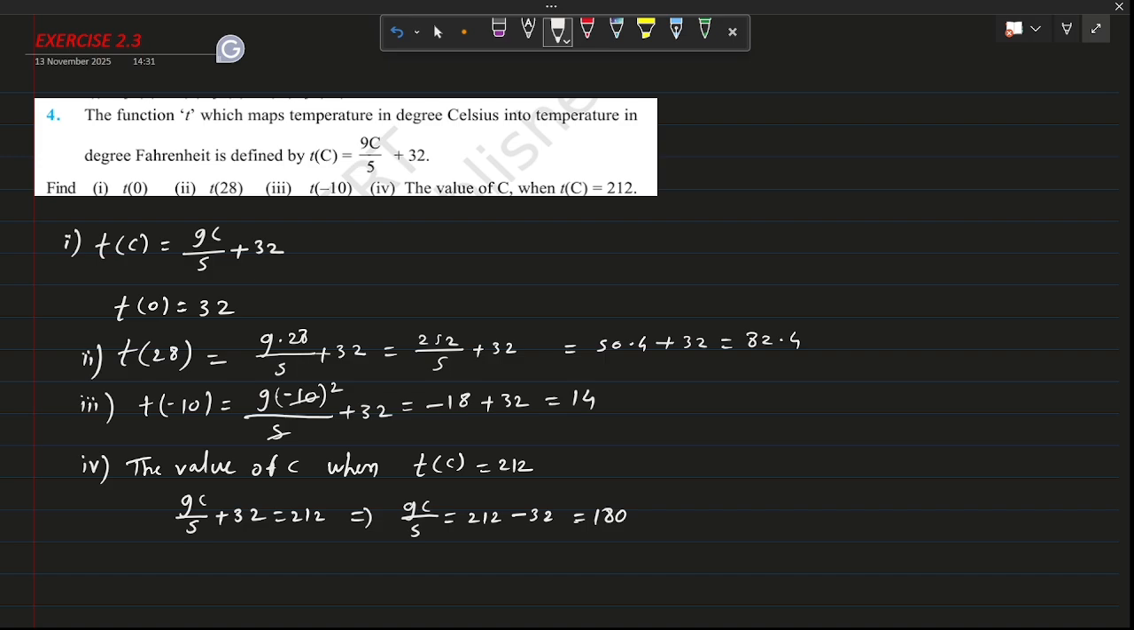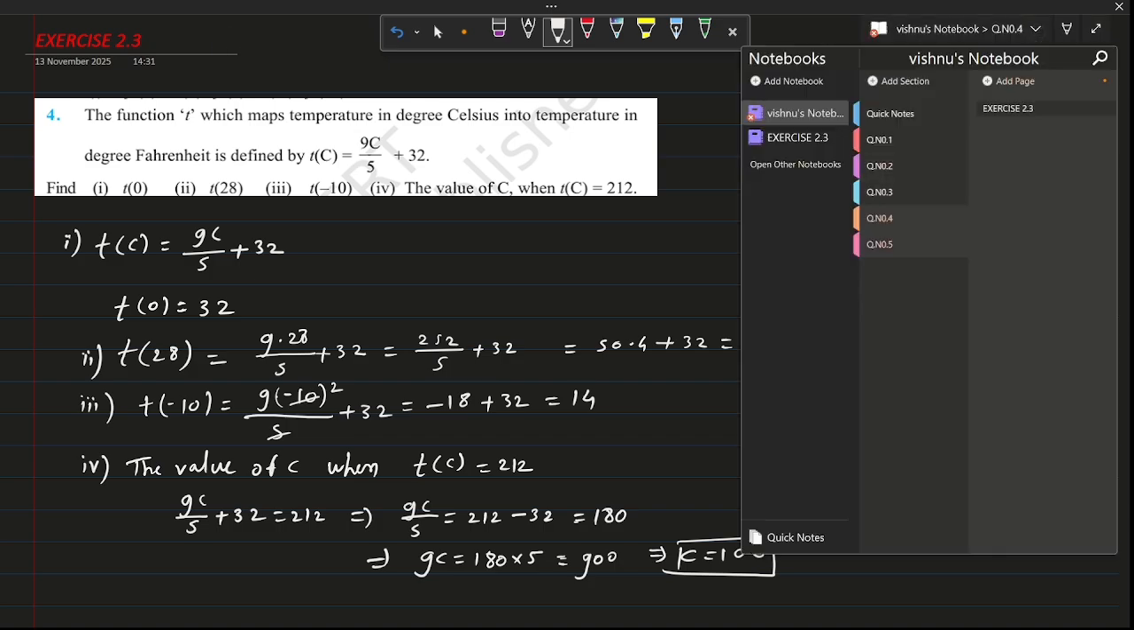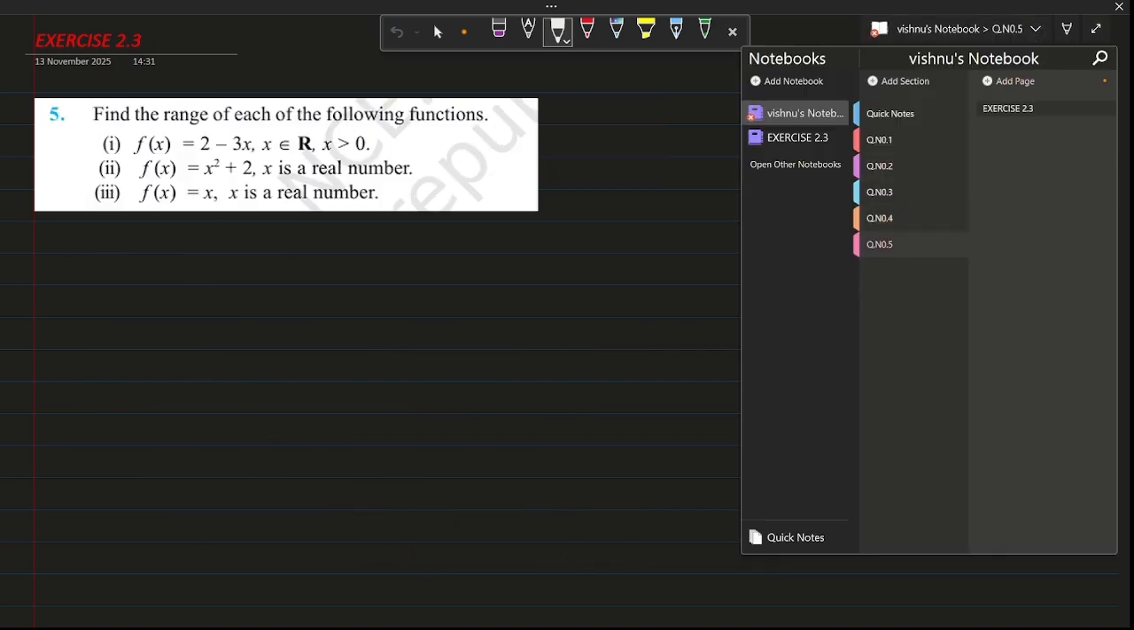Now this implies 9C is equal to 180 into 5, which is equal to 900. This implies C is equal to 100. So this is the final answer. Now we'll see question number 5 from the same exercise number 2.3.